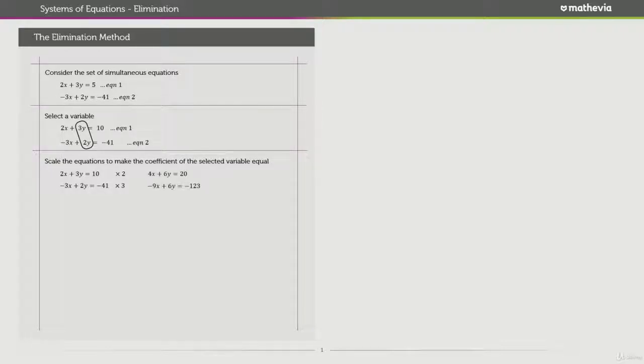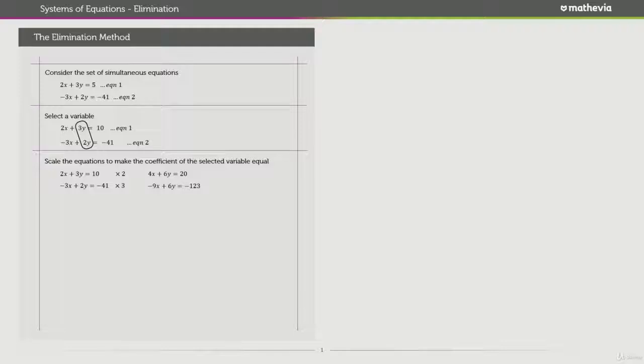And when I do that, equation 1 times 2: I have 2x becomes 4x, 3y becomes 6y, 10 becomes 20. Okay, and equation 2 times 3, I have minus 3x becoming minus 9x, 2y becomes 6y, and minus 41 becomes minus 123. Now, if you look closely, we now have equal coefficients for our selected variable y, i.e. we have 6y in equation 1 and we have 6y in equation 2. It's very simple. Basically, if the coefficient of your variable in the second equation is 2, you multiply the first equation by 2. You basically just switch them around.